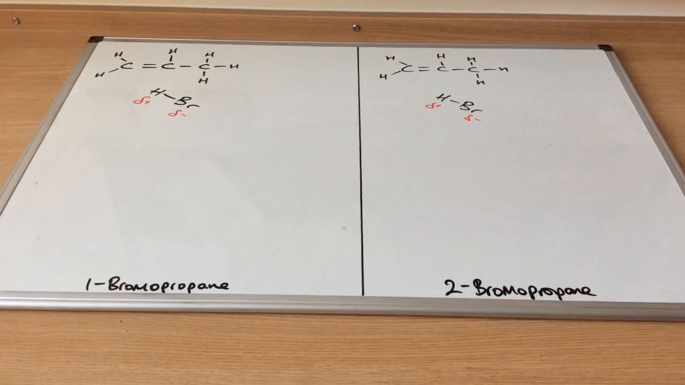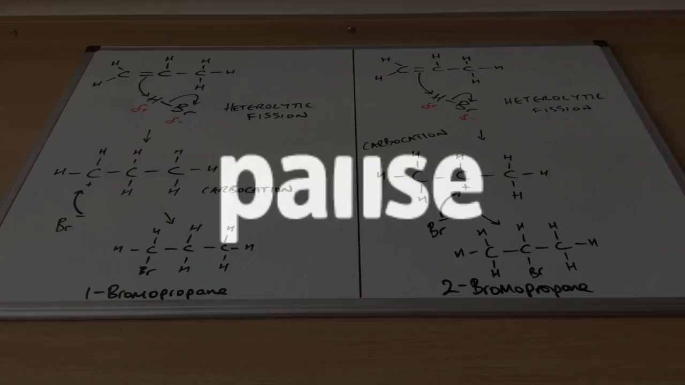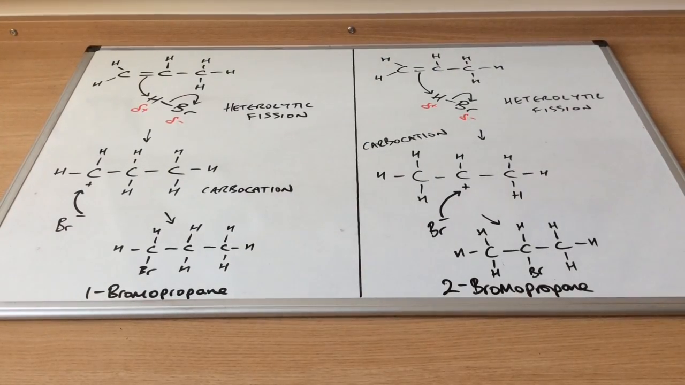So you can see I've split the board in half. On the left hand side, we're going to look at the mechanism in which 1-bromopropane is formed, and on the right hand side of the board we'll look at 2-bromopropane's formation. If you want to have a go at the mechanism, it's good practice for the electrophilic addition mechanism, and then we'll go through the mechanism and explain why 2-bromopropane is actually the major product. So there's both mechanisms drawn up, and you can see that they're very, very similar.